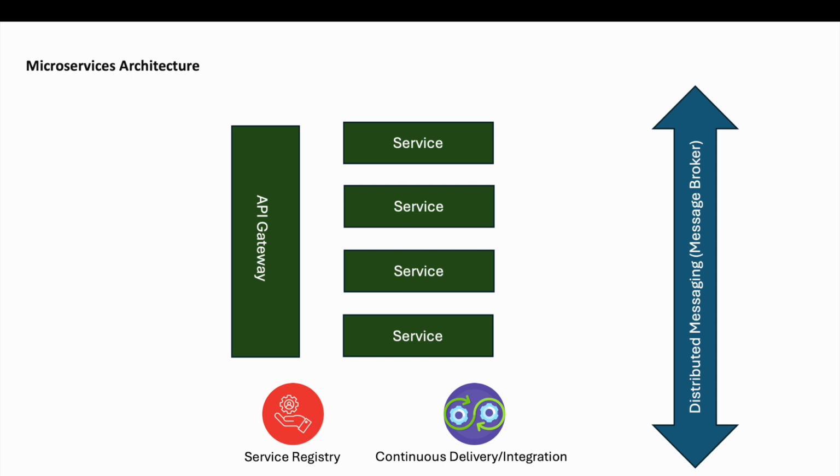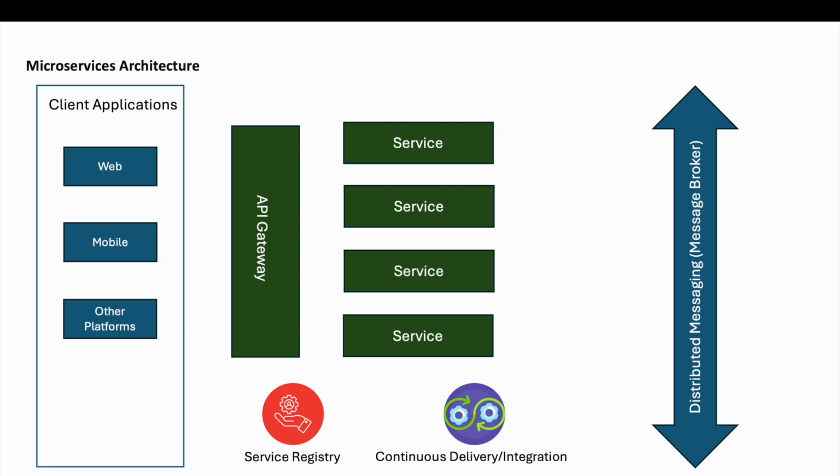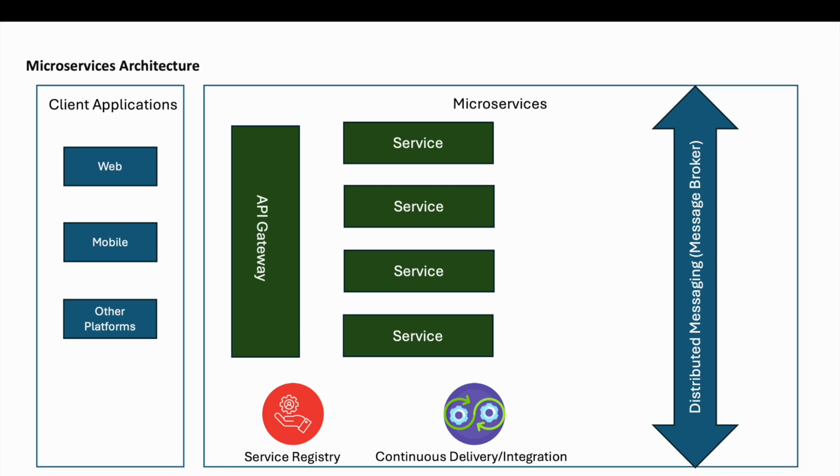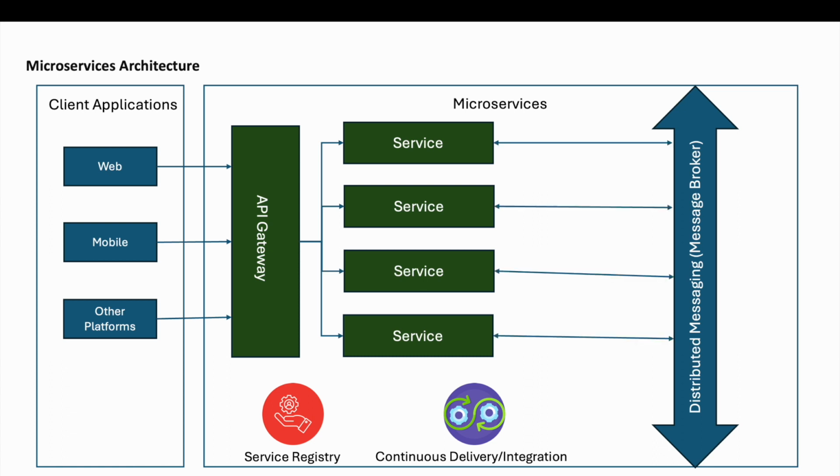That's done through this. Now, if you look at the entire picture, the clients, which are the web, mobile, and other platforms, are your client applications. Now, there are microservices, which consist of all these different things that we just spoke about, the components of microservices. The web, mobile, and other applications access these microservices through the API gateway, and the API gateway routes them to the services which the user called, and that goes through the distributed messaging, which is the message broker. So this is the entire architecture for a microservices architecture.